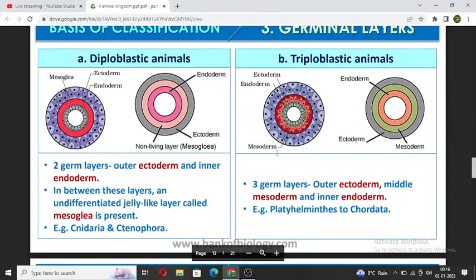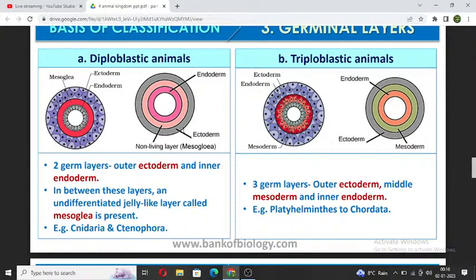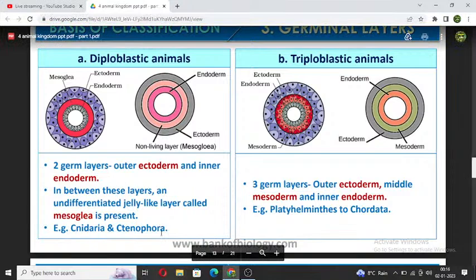Here you can see in further detail. A diploblastic animal has only two layers: the outermost ectoderm, grey in color, and the innermost endoderm, the pink color you see here. And the pale color is the non-living layer that does not differentiate into any cells, only a jelly-like layer called mesoglea. You can see this in cnidarians and ctenophora.